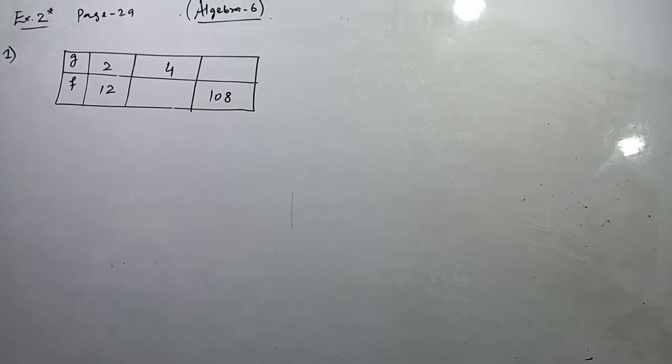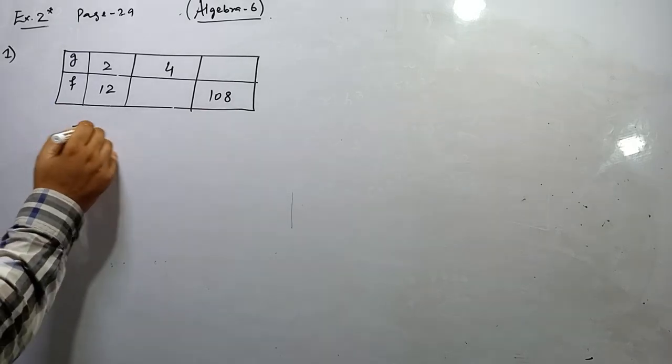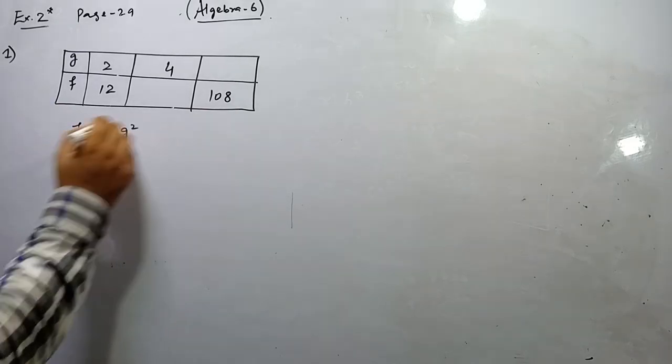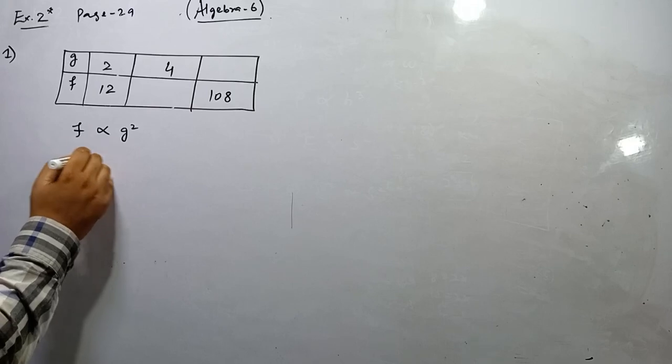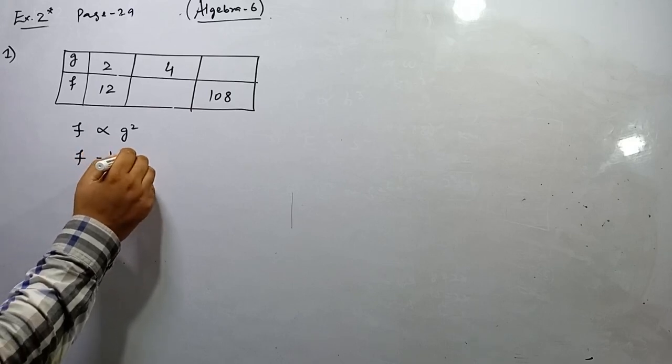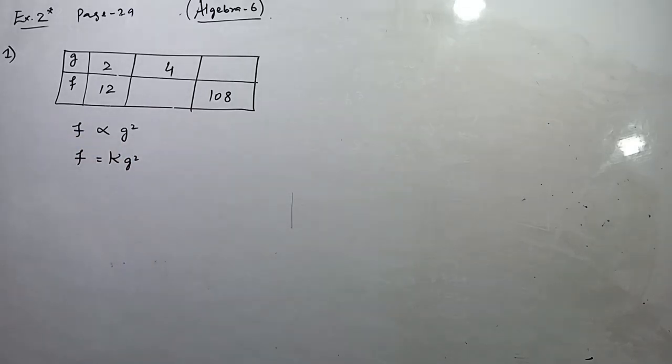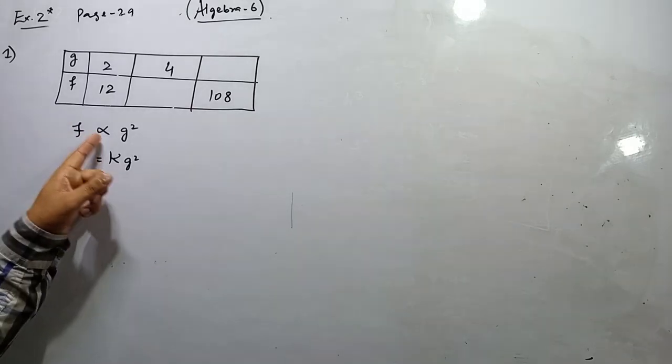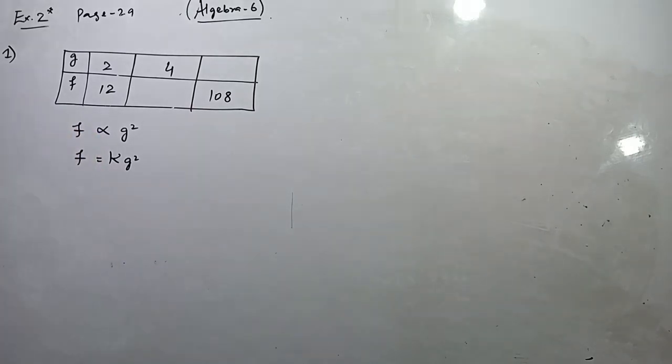Now look at the exercise 2 star. The question number 1 is F is directly proportional to G square. Copy and complete this table. So F is directly proportional to G square. We can write F is equal to K G square, because we know the rule how to remove this proportionality sign.